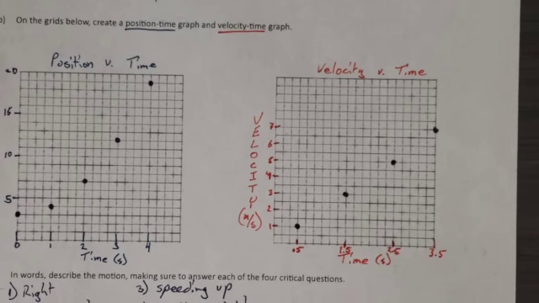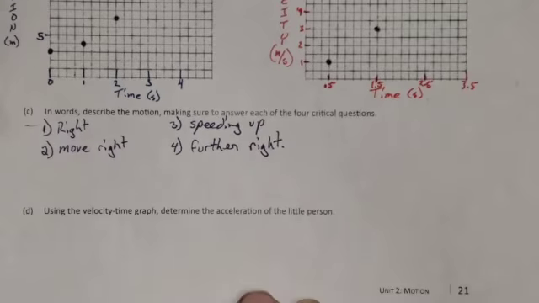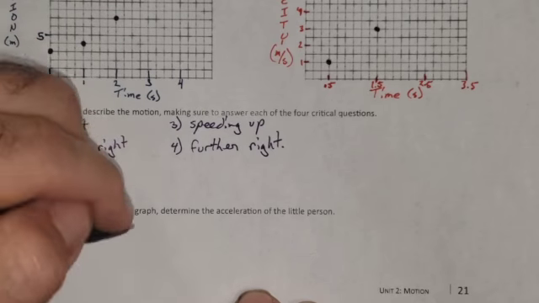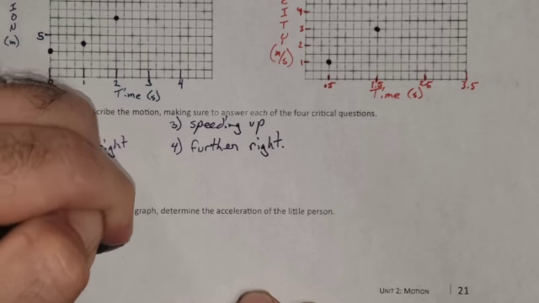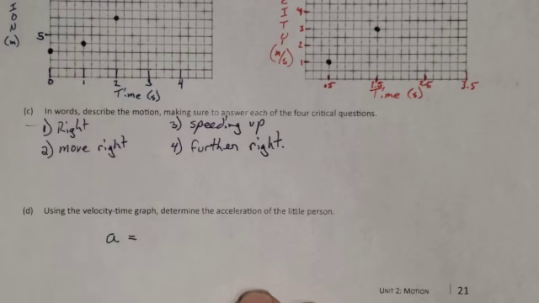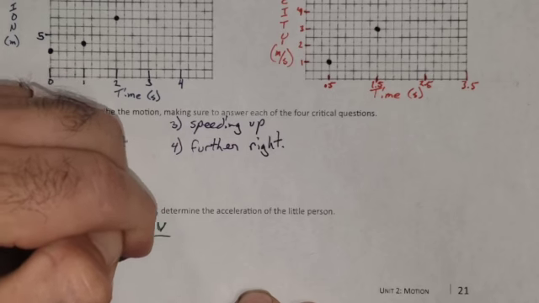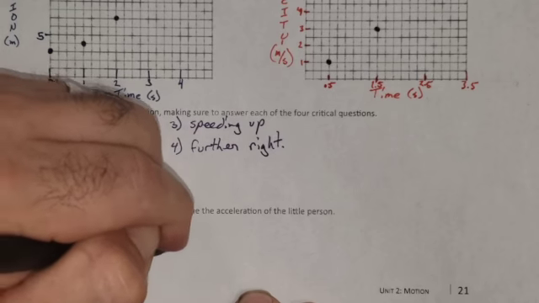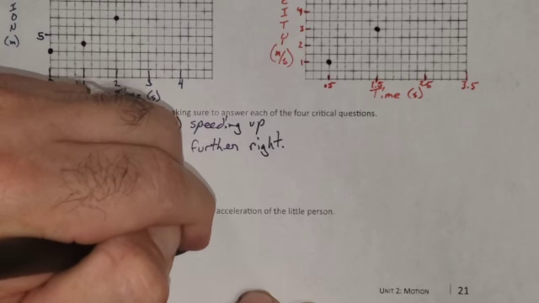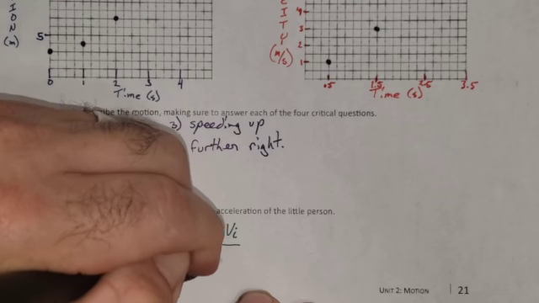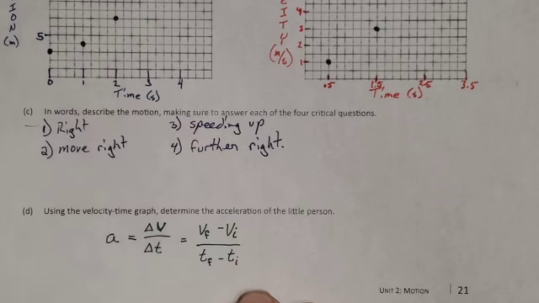Now, let's determine what our rate of acceleration is. So using our velocity versus time graph, determine the acceleration of the little person. Now, we're going to do this similar to velocity, except instead of solving for v, we of course are solving for a. So we have the change in velocity over the change in time. So we have VF minus VI divided by time final minus time initial.